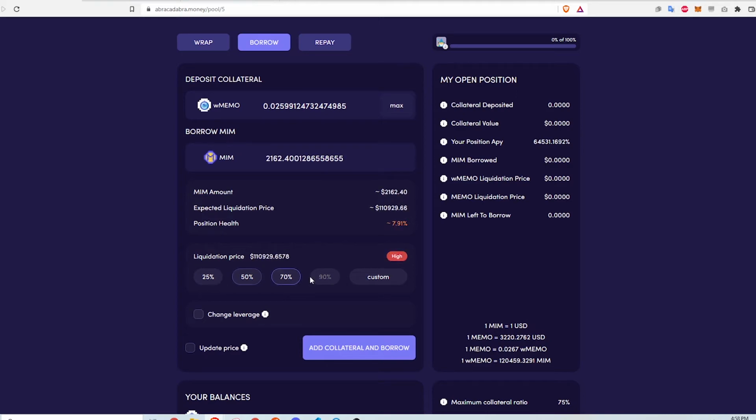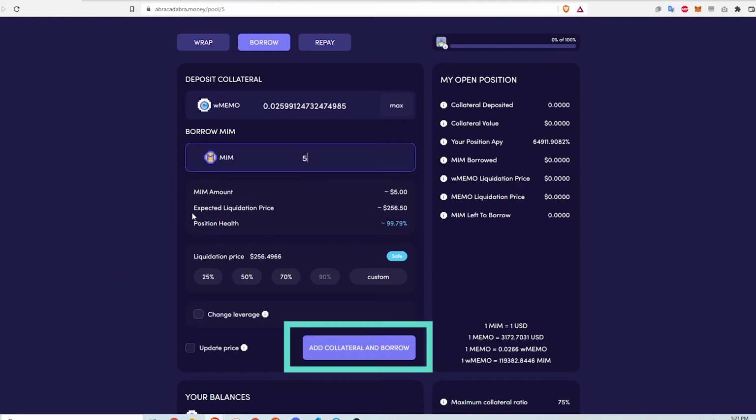Notice that I can't borrow more than the value of the collateral. This means if I borrow funds, my loan is over-collateralized, or the value of my collateral at the time of borrowing is more than how much I borrowed. The lower the percentage I borrow, the safer the loan is. Clicking on the Add Collateral and Borrow button will execute a smart contract to deposit my collateral from my MetaMask in the form of WMEMO tokens.